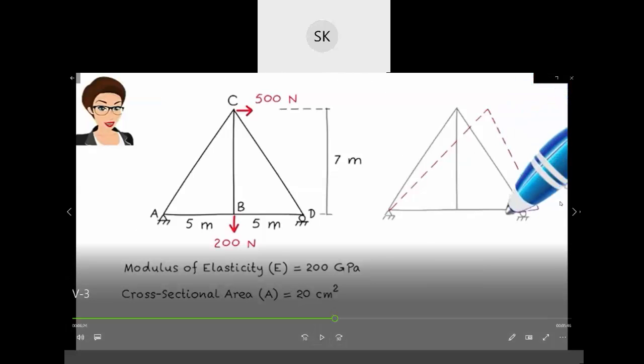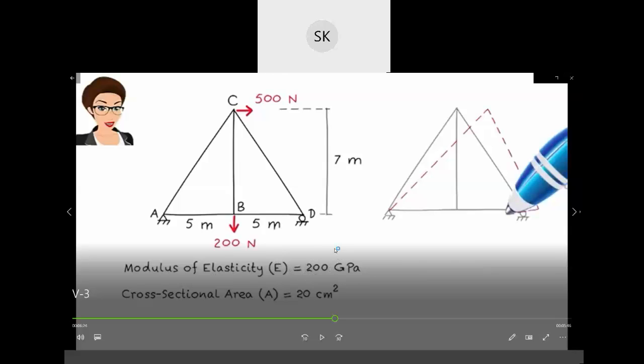So, this is my question. I have been given a truss. The member distance is 5 meter, 5 meter, and the height is 7 meter. Then a concentrated load, or you can say point load, is applied at C, which is 500 Newton, and a point load is applied at B, which is 200 Newton. And the modulus of elasticity, E value, is 200 gigapascal.